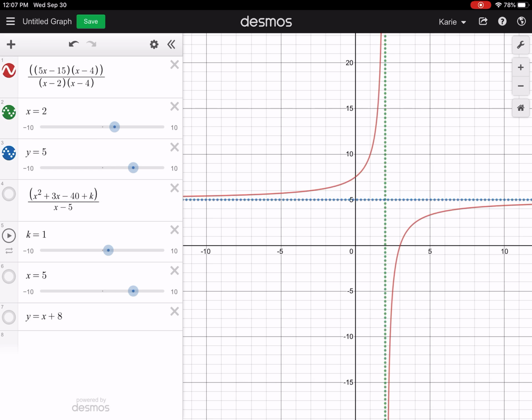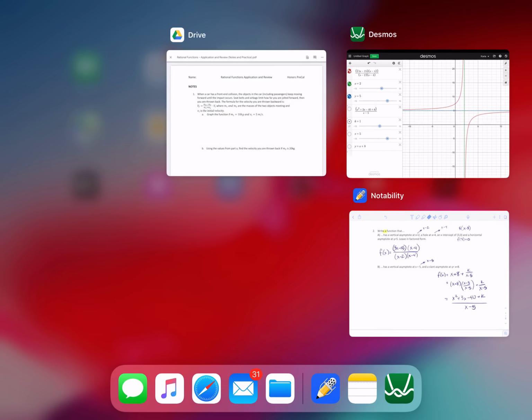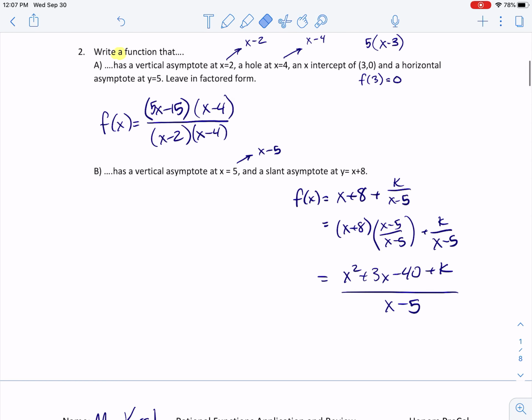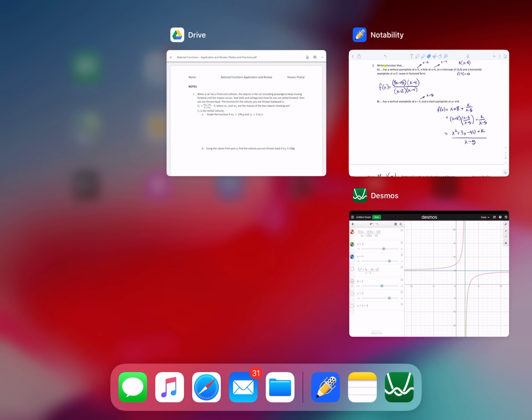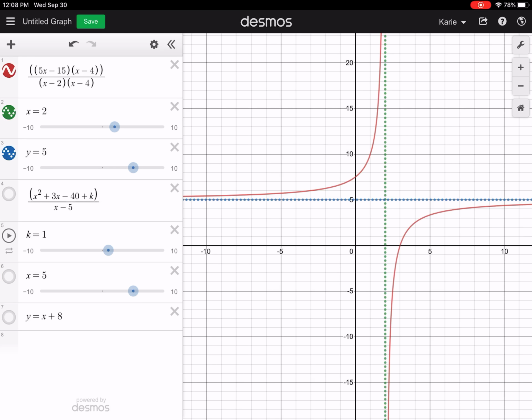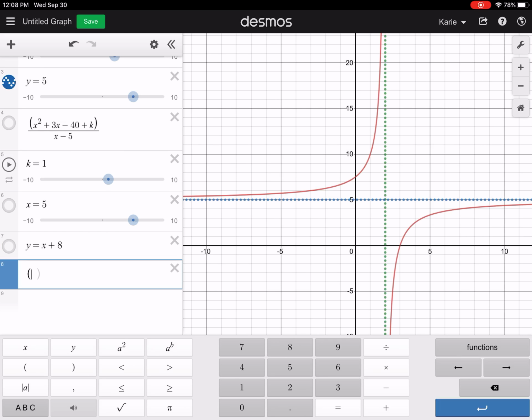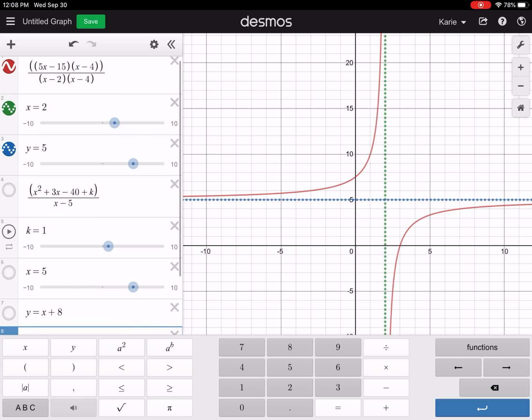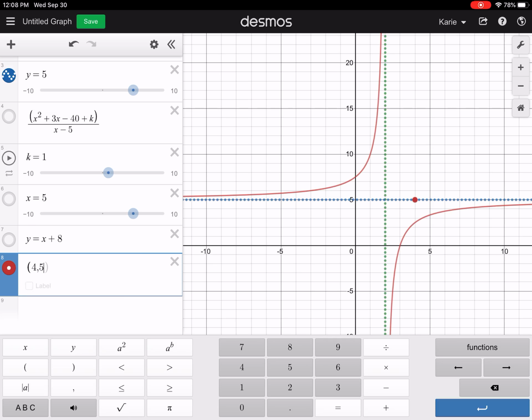In this one, they had told me that it has an asymptote at y equals 5, which sure seems to be happening, and that it has an asymptote at x equals 2. Did they tell me anything else? Oh, and it has a hole. We might need the point. It was a hole at 4. If I plug in 4, that's 5 over 2, so that's 5 halves.